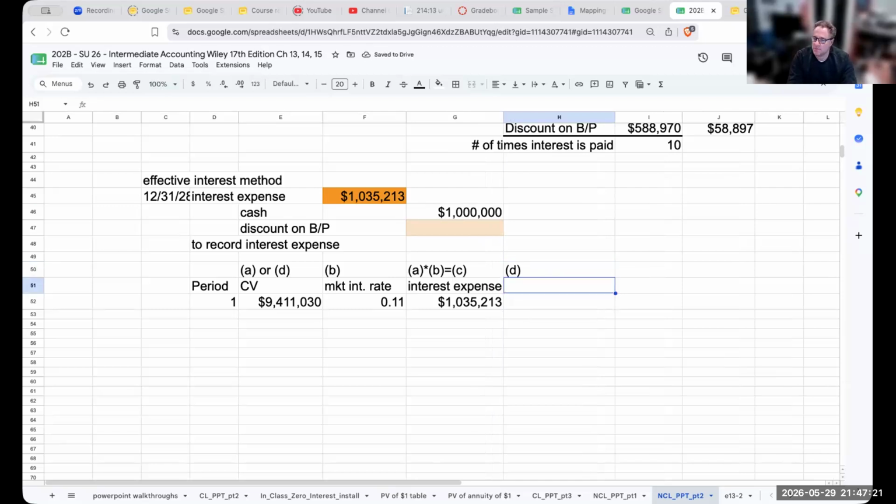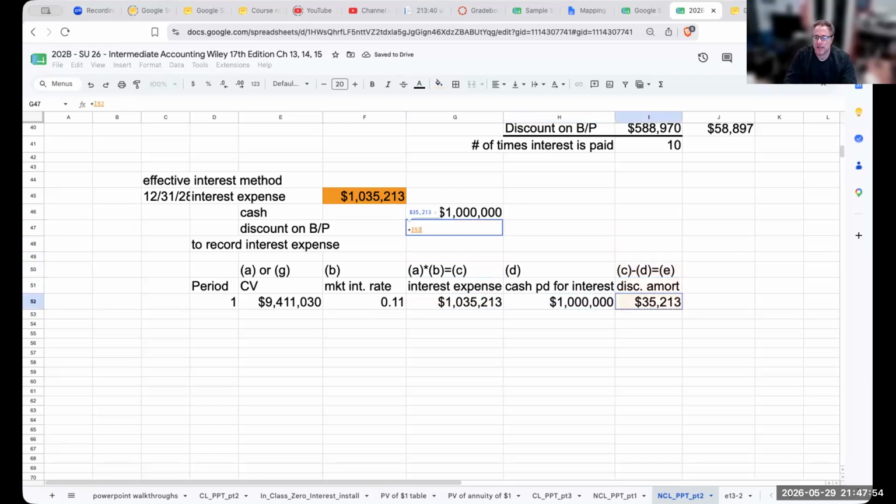So I'm going to compare that to the amount of cash paid for interest. I'll call this maybe G. My cash paid for interest is going to be $1 million. So my discount amortization is going to be the difference between the interest expense and the cash paid for interest. So right over here, this is going to be 35,213. Remember, we're letting the carrying value drive this. Now I've got my discount amortization.